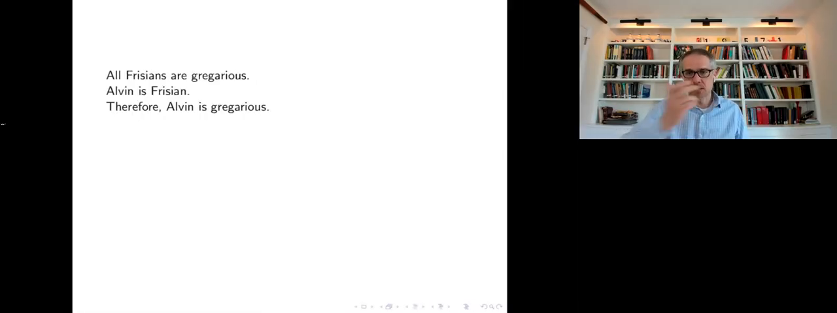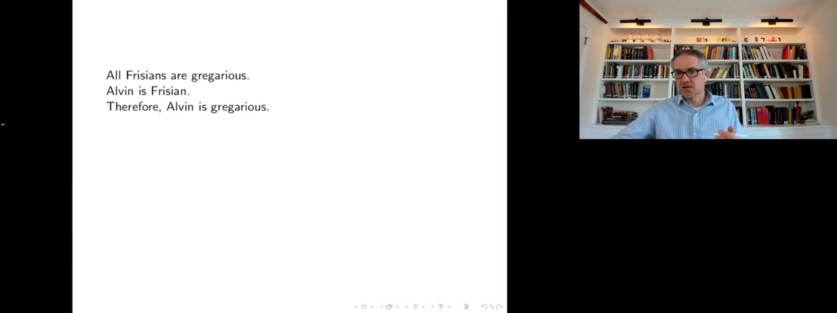Okay, so now on to some examples. We'll start actually with an argument written out in English. All Frisians, so if you don't know, Friesland is part of what's now called the Netherlands. Friesland is a little tiny part of that to the east of Amsterdam. So this is your geography lesson of the day for those of you who didn't know. Again, I chose it though in this case because it starts with F. So all Frisians are gregarious. Alvin is a Frisian, therefore Alvin is gregarious.